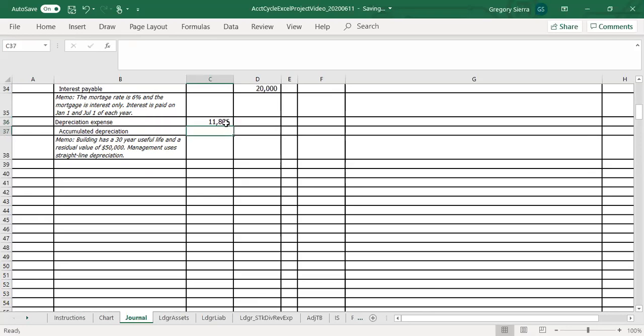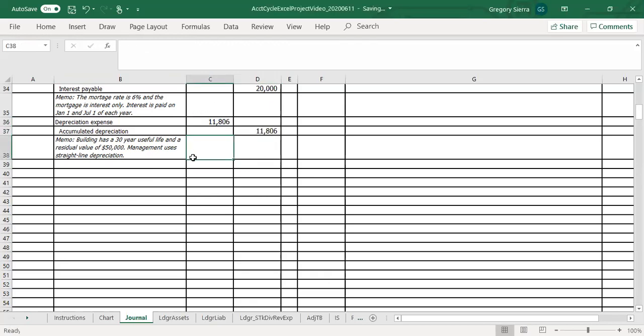And let's see, we got 11,806. Okay, kind of a funky number, but I guess that's what it is. 850, 50,000. Looks good. And equals this.